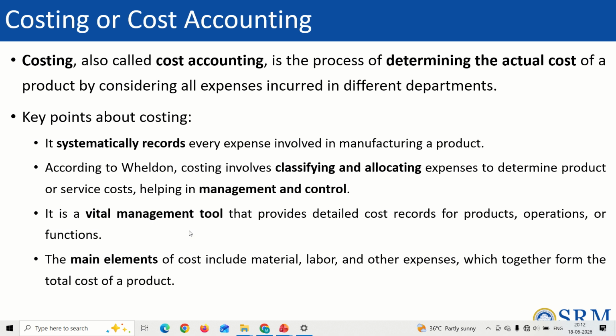Now next we are going to discuss costing. Costing is also referred to as cost accounting. Unlike estimation, costing focuses on determining the actual cost of a product by evaluating real expenses incurred across all active departments. So it provides a systematic ledger recording every single expense on the floor. As the renowned industrial writer Weldon puts it, costing is the proper classifying and allocating of expenditure for determining the cost of products or services. It is a vital management feedback loop that details records based on materials, labor and indirect expenses.